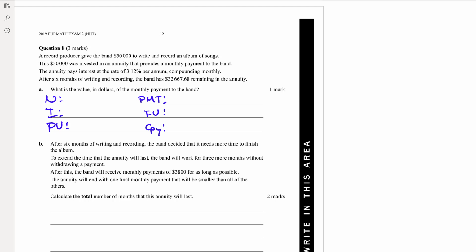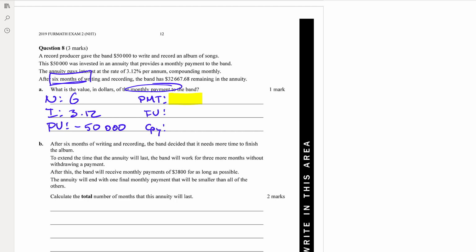Okay, so in this case, we can fill some of these out. First off, our PMT, that's what we're after. That's what the question's after, the monthly payment. Our N is going to be 6 because it's after 6 months. Our I is 3.12. Our PV in this case is 50,000. Now remember, you're taking that money and putting it into the bank, so that means that's going to be a negative 50,000.